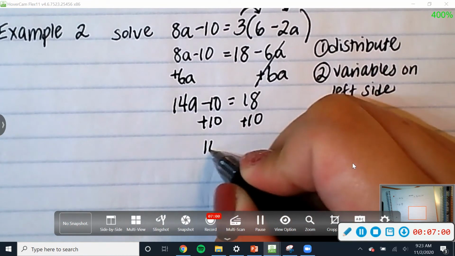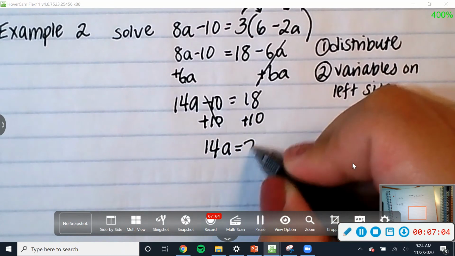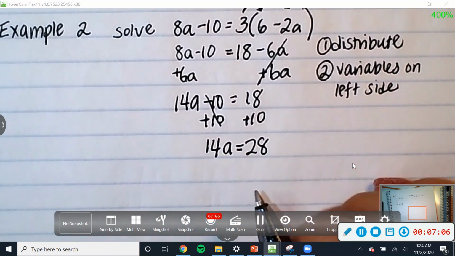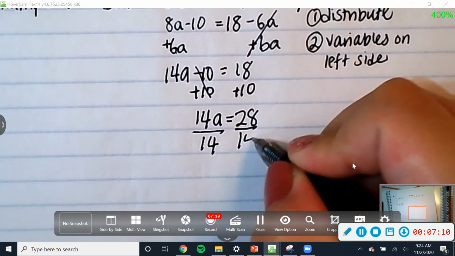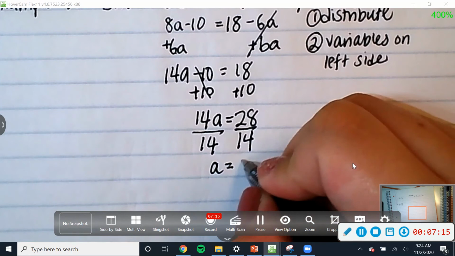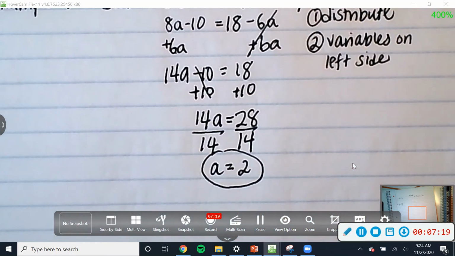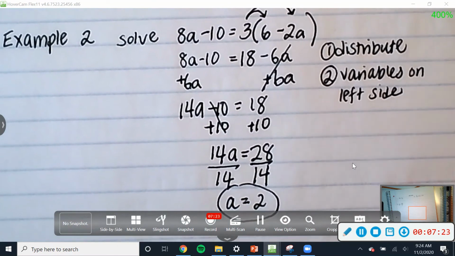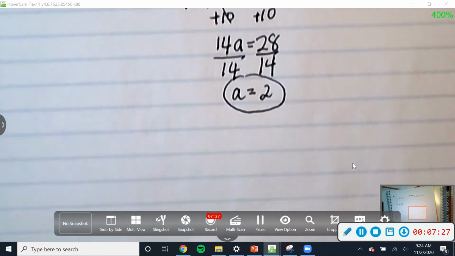I get 18 plus 10, which is 28. I brought the 14a down from here. And then we divide 14 on both sides, so that we get a by itself. So 28 divided by 14 is positive 2. So for this example, our answer is positive 2. And then we can also go in, check our solution by plugging it back in.